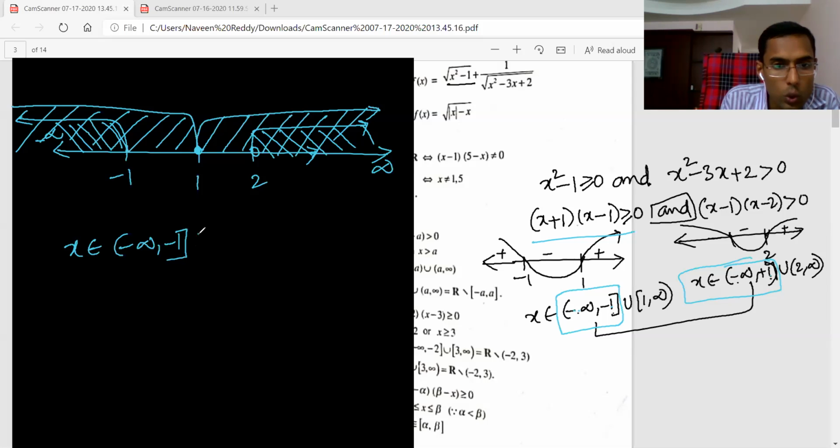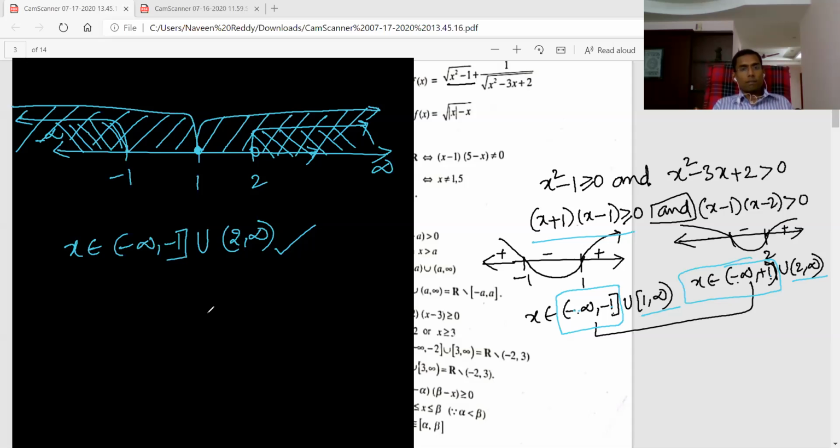And then next union, what is the intersection of this 2 to infinity and 1 to infinity? That is 2 to infinity, obviously. So open 2 to infinity. This is your answer. Once you check, hoping you understand this one. Okay, then we'll go to the next one.